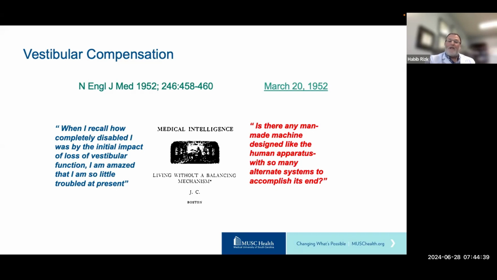I'm sure a lot of people are familiar with this article, which is actually a book chapter where this physician had bilateral hypofunction triggered by streptomycin. He describes his journey of compensation, how he was able to reduce his symptoms. And he finishes on this sentence that I find pretty impactful: "Is there any man-made machine designed like the human apparatus with so many alternate systems to accomplish its end?" Obviously, patients with bilateral hypofunction have a significant detriment to their quality of life, and there's very little we can offer them other than physical therapy at this time. However, hopefully in the future, this will change.